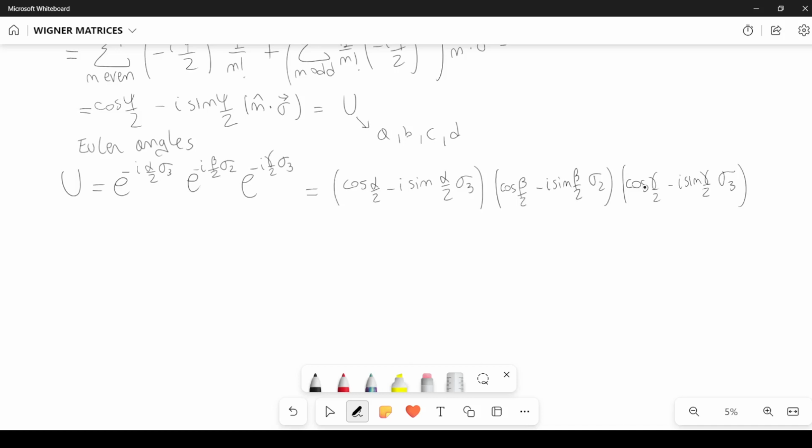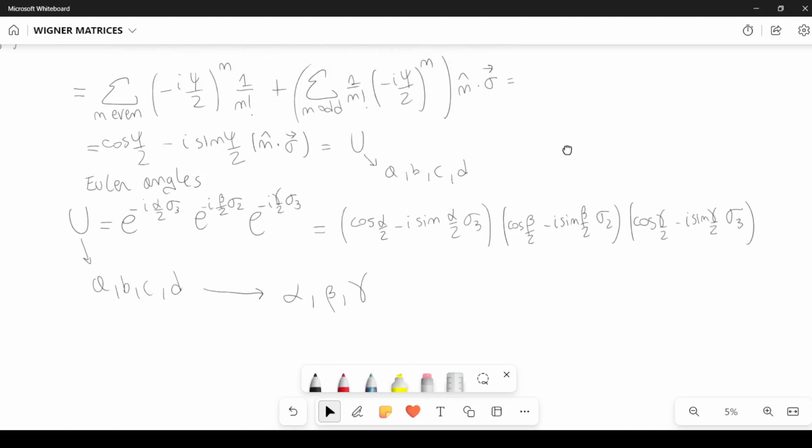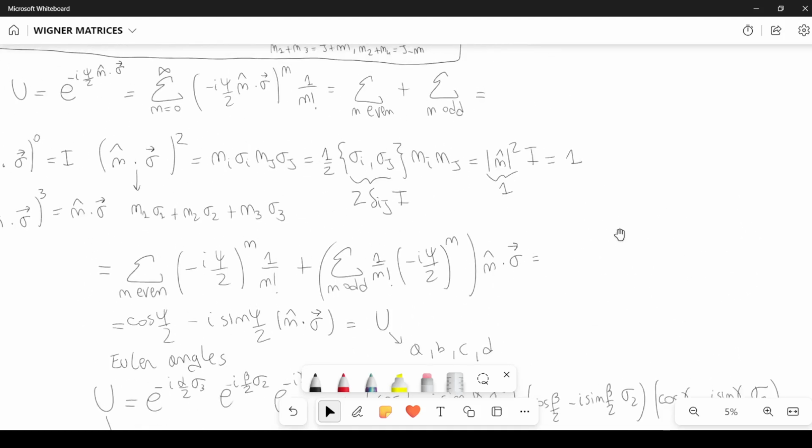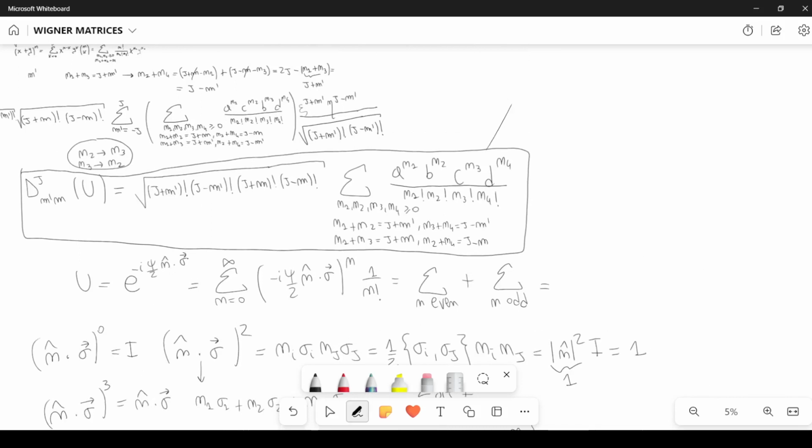Now, I'm not going to do it because it's not the point here, but basically we have U that can be written in terms of the parameters a, b, c, and d. After you do these operations, you have some quite simple formulas to write a, b, c, and d in terms of the three angles alpha, beta, and gamma. So you can write alpha, beta, and gamma instead of a, b, c, and d, or the cosine or the sine of these angles, or the complex exponentials of those angles, and you can replace them in this formula, so you can write Wigner matrices in terms of the Euler angles.